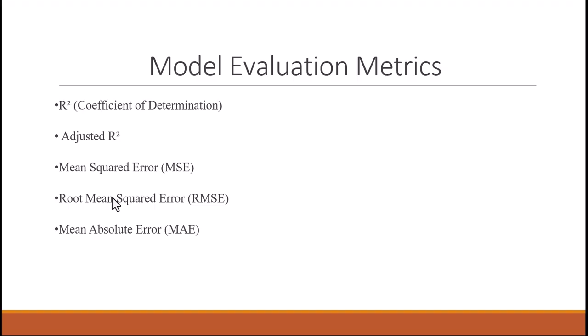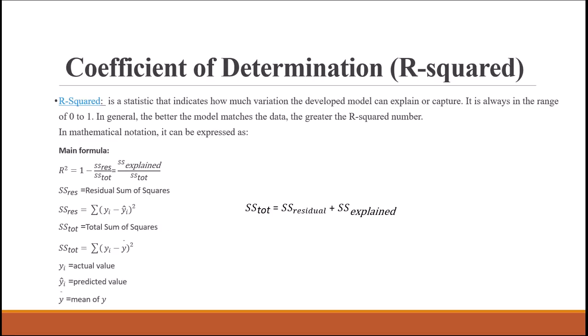For the model evaluation, we use different metrics. The first one is R squared, which is the coefficient of determination. The second one is adjusted R squared. The third one is mean square error. The fourth one is root mean square error. And the final one is mean absolute error. I will explain all of them to you.